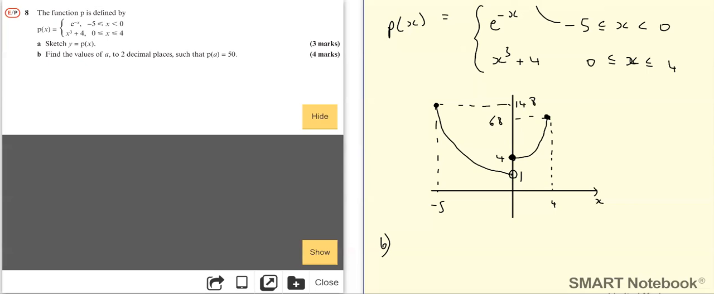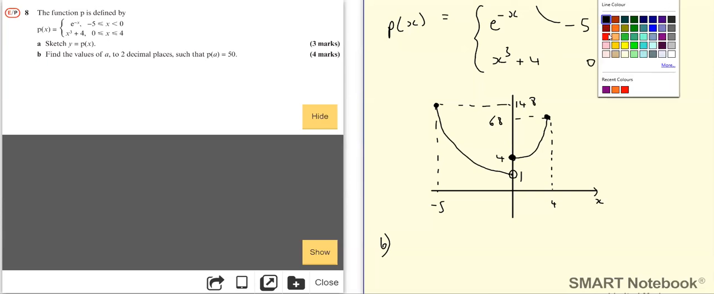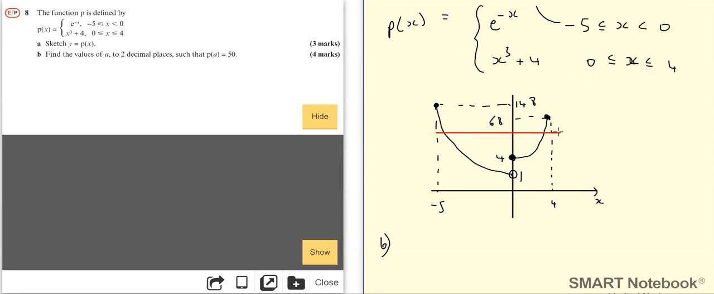Right, okay, so now we're getting the idea here. What we should be doing for part B is drawing a horizontal line at a height of 50. So maybe I'm going to draw one here. And what I have noticed is that there are two solutions. Okay, now for what I'm going to call x1 and x2.